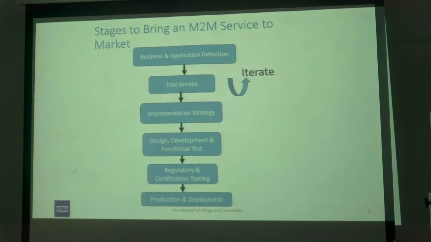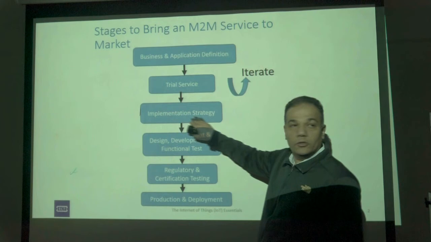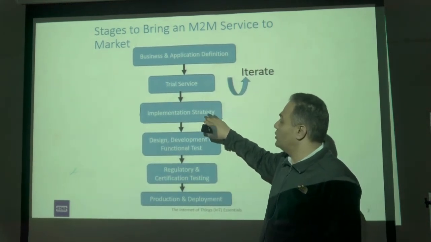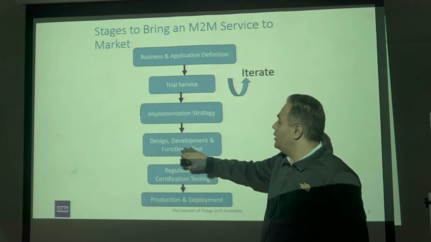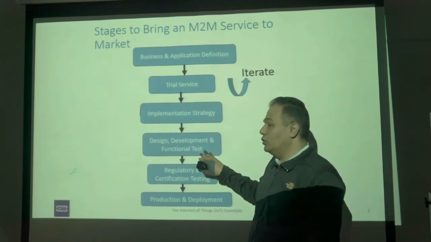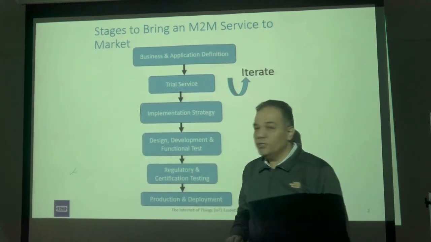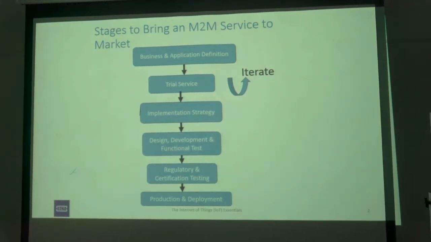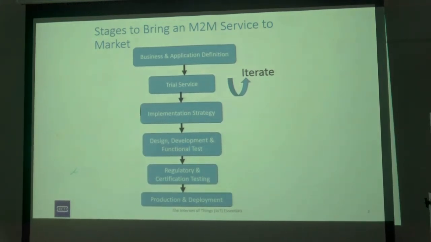Then after that, where are you going to go? To the implementation strategy: how you implement it, what the steps and procedures are. Then the design, development, and functional testing. So we always start with design and development, and it takes a lot of time. Many people don't account for the testing, okay? With testing you sometimes discover that your design, or the way you developed your product, is not going to work, all right? So testing is very important.